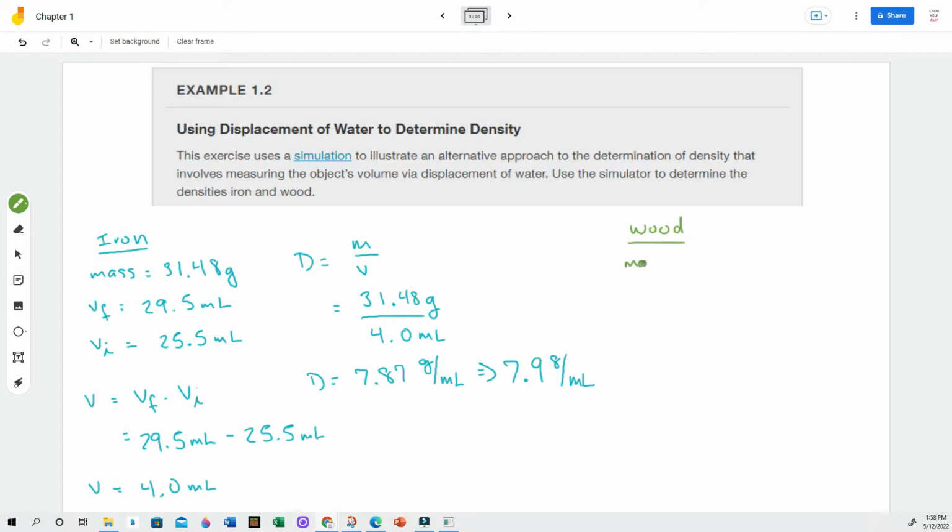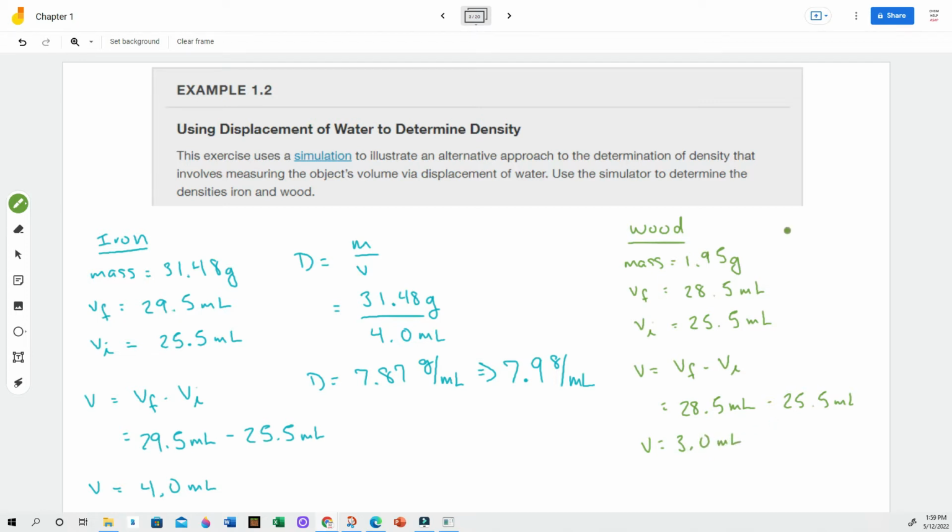Again, the mass of my piece of wood was 1.95 grams. My final volume, when I dropped my piece of wood in, was 28.5 milliliters, and my initial volume was the same, 25.5 milliliters. Okay, so the volume of my piece of wood, of course, is the same as I did for the iron. The final volume minus the initial volume, this is 28.5 milliliters minus 25.5 milliliters. So the volume of my piece of wood is 3.0 milliliters.